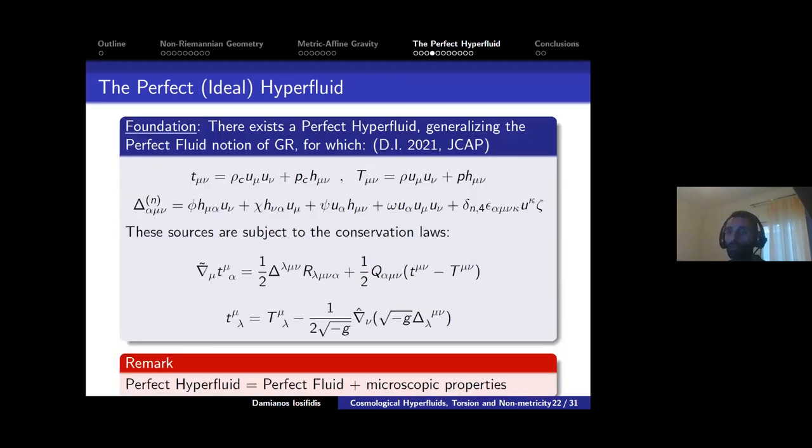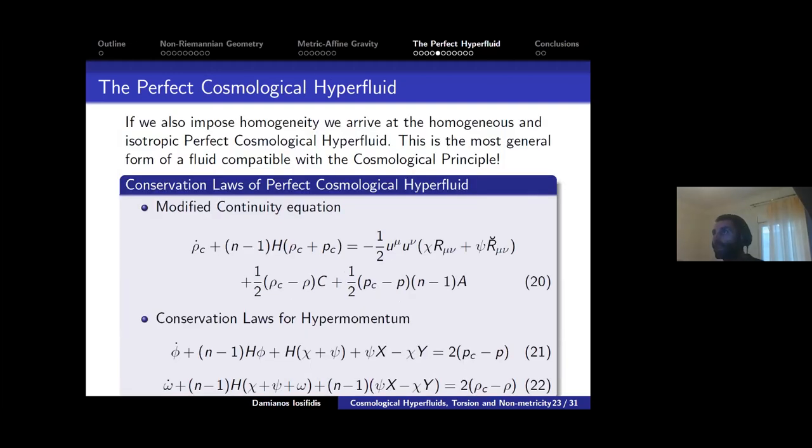This is general, here we only posit isotropy. Now if we also impose homogeneity, and we take the time components, also project along the spatial direction, we get this conservation law. This one is the modified continuity equation as we had in GR. In GR, the right-hand side would be zero. So this is a continuity equation. We see now that it receives quite some contributions from these microscopic properties.